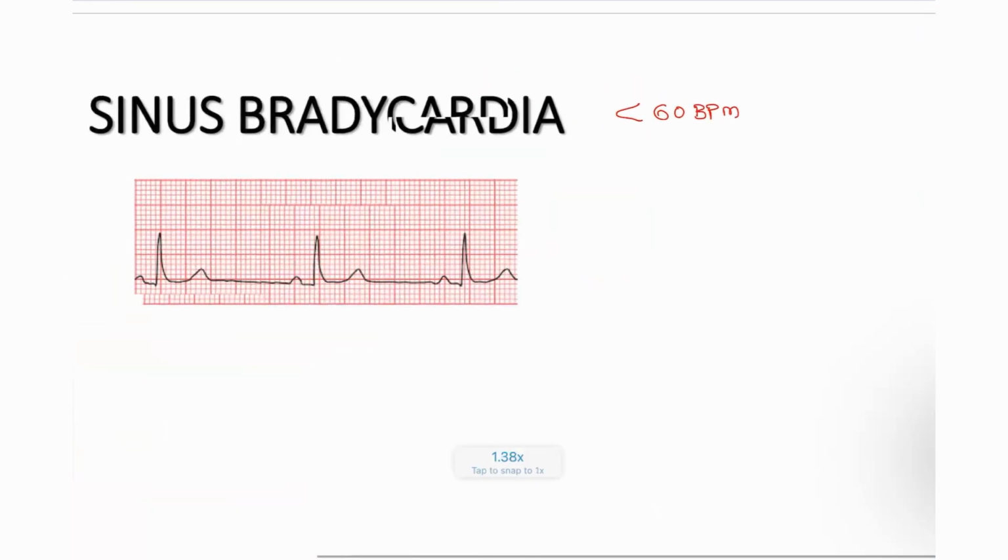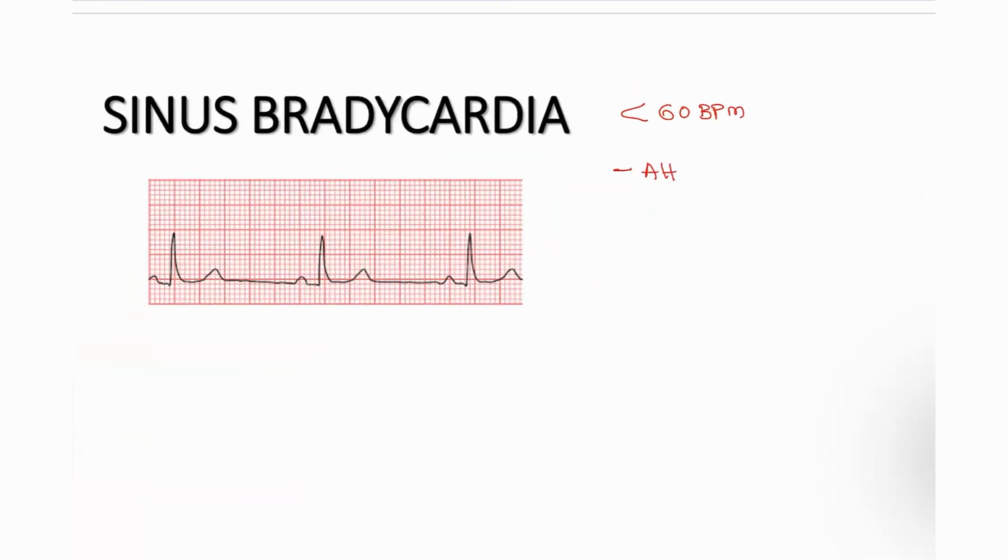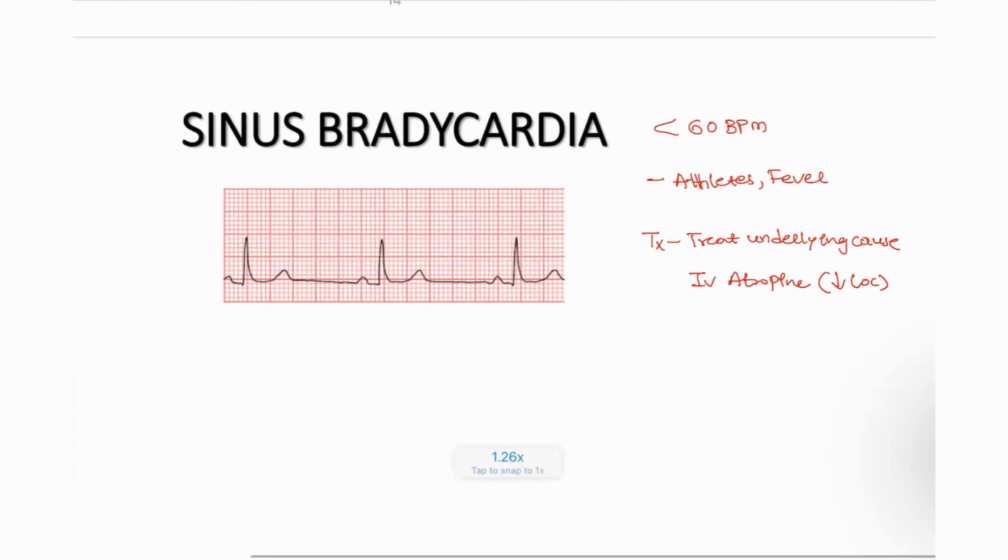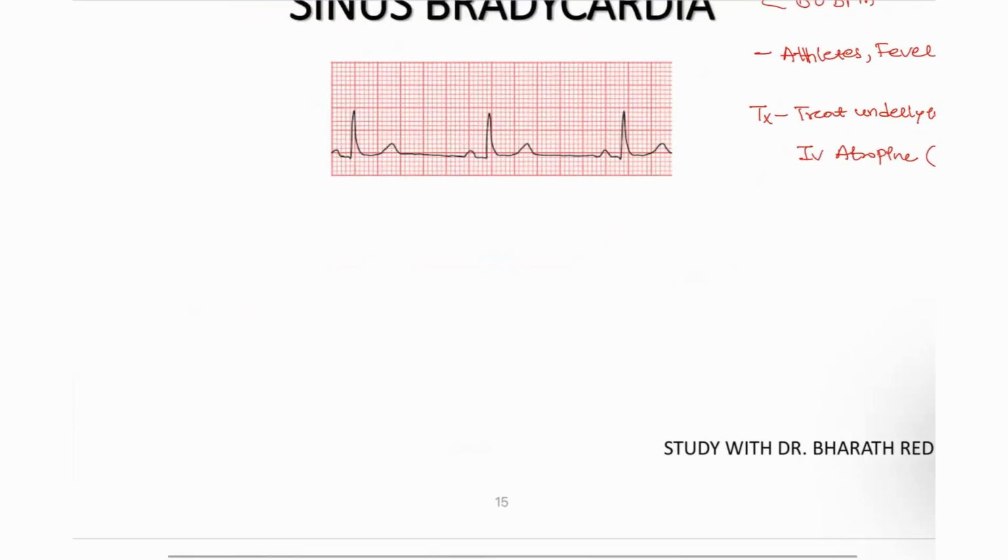In which patients is this commonly seen? It is seen in athletes, and also in those who are suffering from febrile illness or fever. And what is the treatment? Treat the underlying cause. And IV atropine is given if there is severe bradycardia and the patient has loss of consciousness or pulselessness, then we can proceed with treatment with IV atropine. Okay, sinus bradycardia.